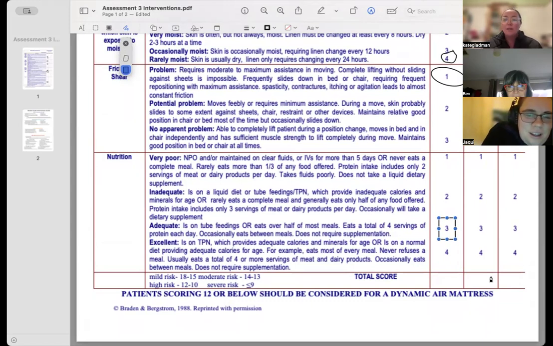So what I'm going to do, I'm going to add up the score, and then that will give us the risk, and then we're going to move to the interventions that we can put in place for this patient. So their score is 15. So that means that they're a mild risk, is that right?